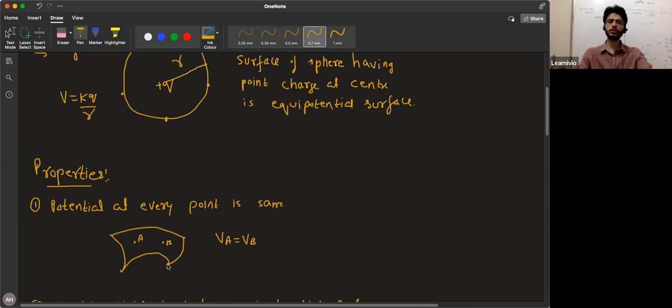Using these properties, we will be drawing equipotential surfaces for different charge configuration. Is it clear? Noha, Alia, Alvia, Anshika, any doubt? No, sir. Yes. Can you explain fourth property again?